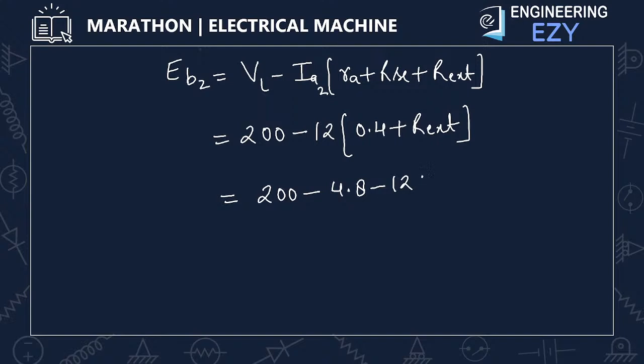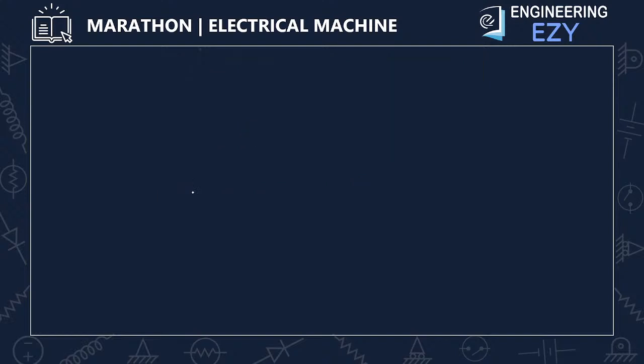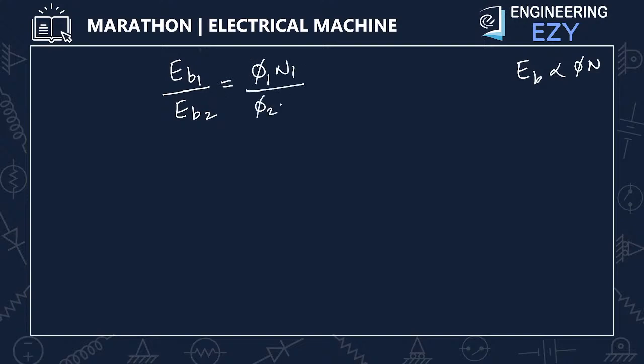So it is 12 into R external and it is the Eb2. Now we can calculate Eb1 and Eb2 if I give the relation. Eb is directly proportional to phi N. Everyone knows Eb is directly proportional to phi N. Eb is equal to Z phi N P upon 60 A. So Eb1 upon Eb2 is phi 1 N1 upon phi 2 N2.